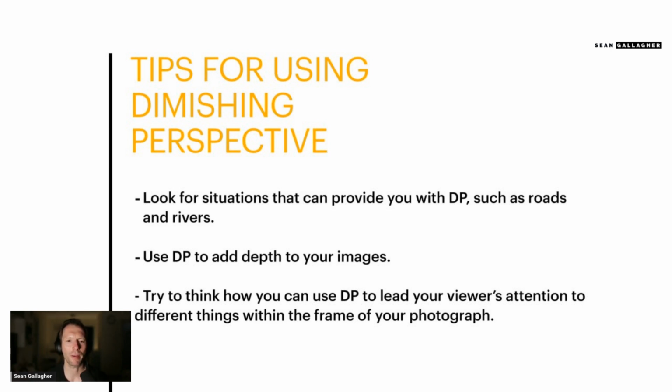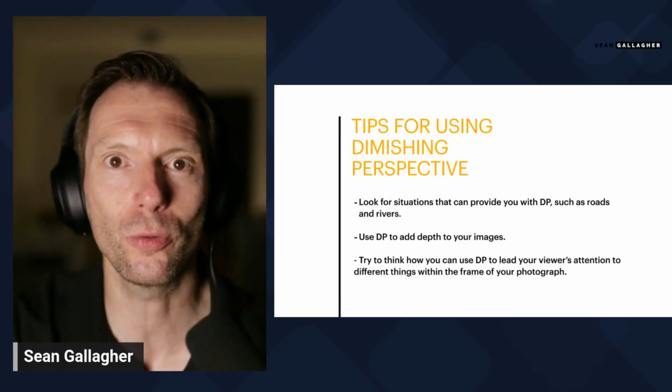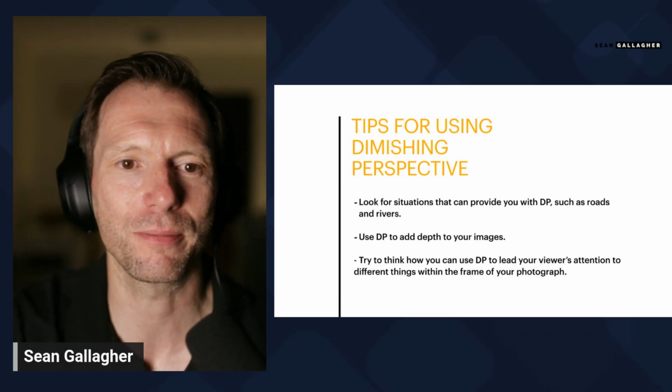But really, you've got to think about point number 3 there. Try to think how you can use the diminishing perspective to lead your viewer's attention to different things within the frame of your photograph. Because again, all of these techniques are about leading your viewer to what you want them to look at, trying to connect something happening within the foreground to something important in the background. Diminishing perspectives is a great way to be able to do that, as are many of the other techniques that we've covered in today's live stream. They're all tools to help you tell stories with your photographs.